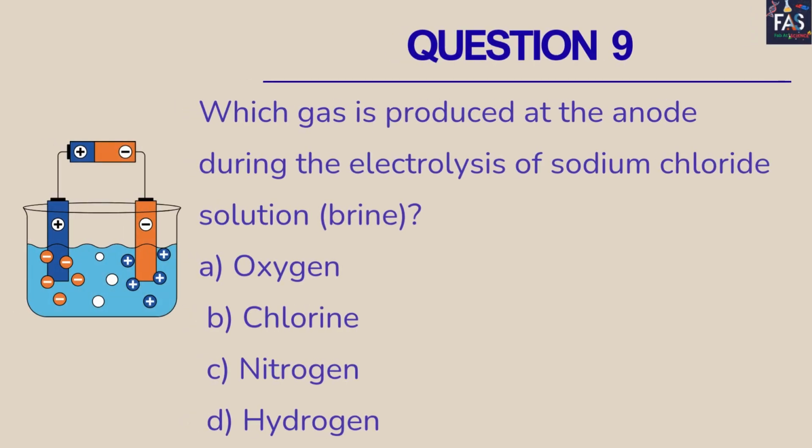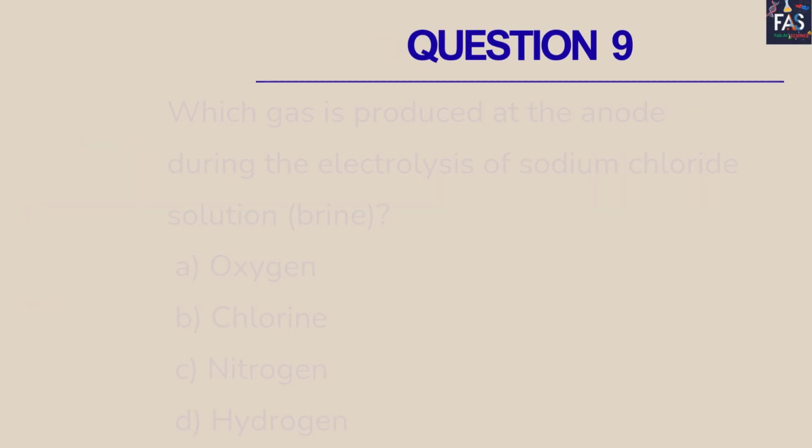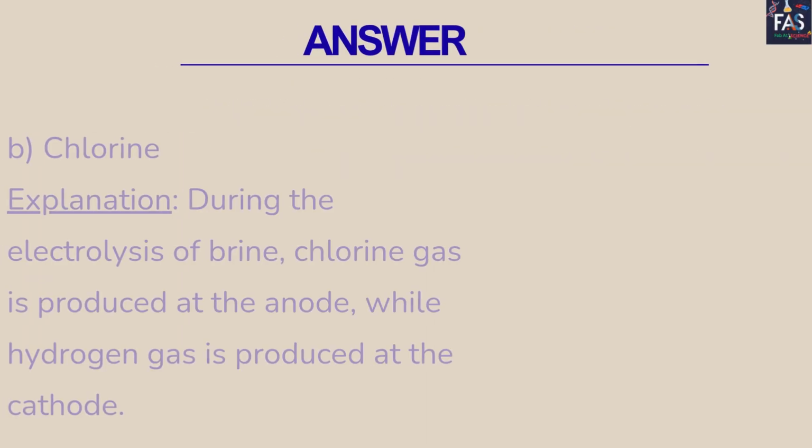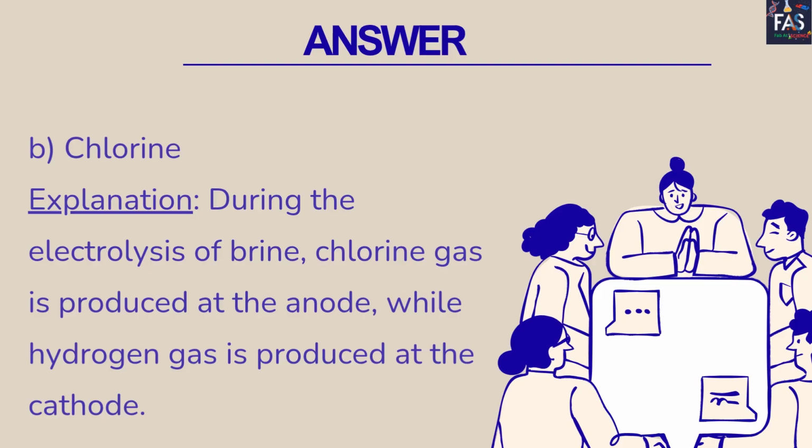Question 9. Which gas is produced at the anode during the electrolysis of sodium chloride solution or brine? A. Oxygen. B. Chlorine. C. Nitrogen. D. Hydrogen. Answer B. Chlorine. During the electrolysis of brine, chlorine gas is produced at the anode, while hydrogen gas is produced at the cathode.